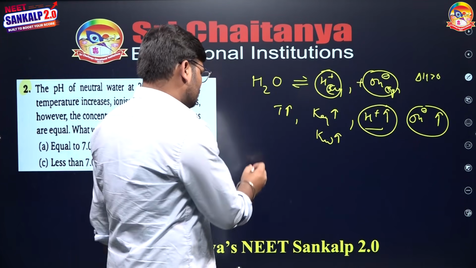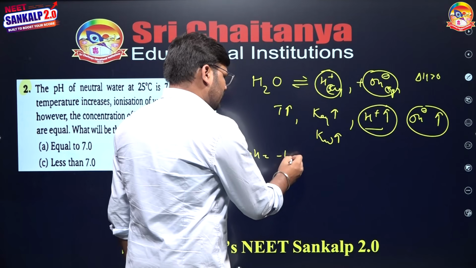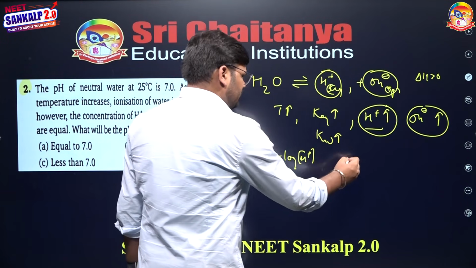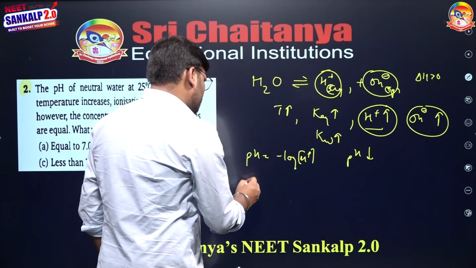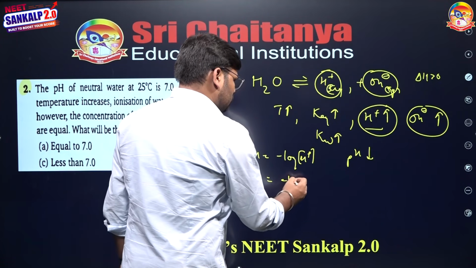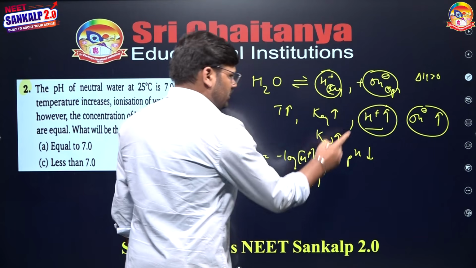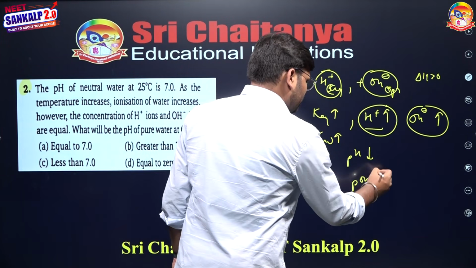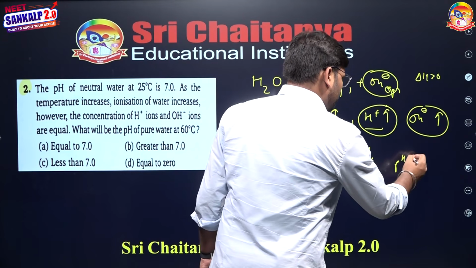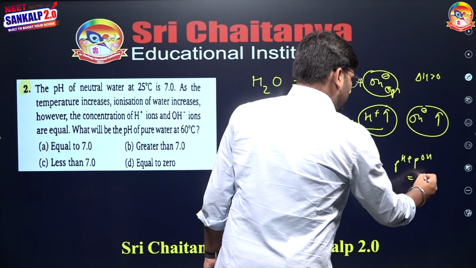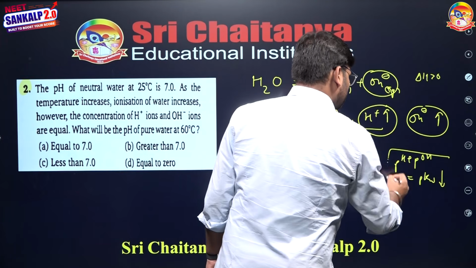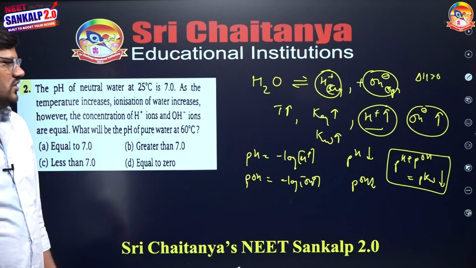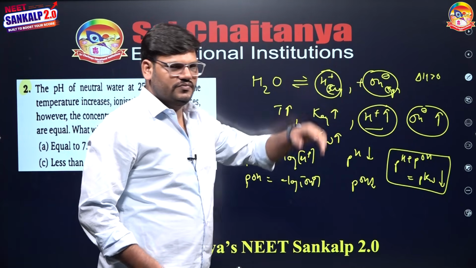If H plus is increasing, so pH is minus log of H plus, it means this pH will decrease. Similarly, what is pOH? Minus log OH minus. As OH minus is also increasing, so definitely pOH will decrease, and the summation of pH and pOH, that is pKw, definitely all three things will decrease. It doesn't mean that the solution will become acidic, because still the concentration of H plus and OH minus is the same.